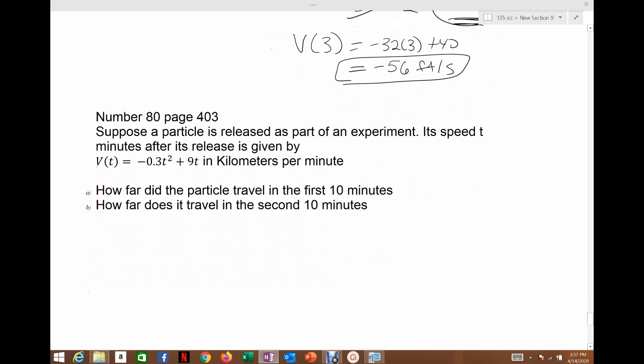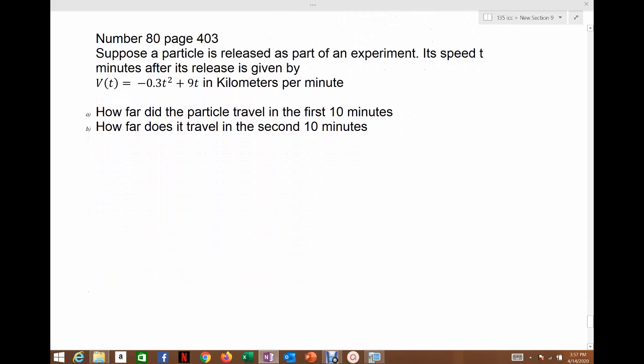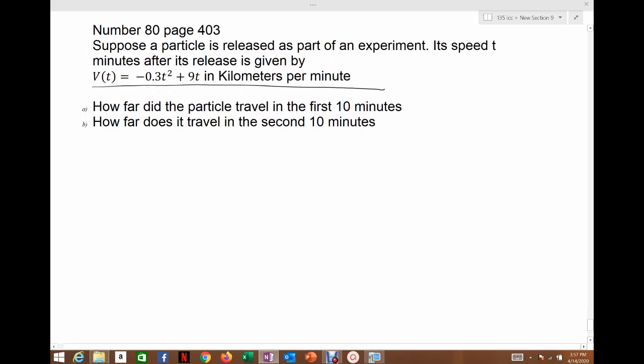The last question for this set of notes is problem number 80 in the book. We've got a particle that's released as part of an experiment. Its speed, 10 minutes after release, is given by this velocity. Again, we're given velocity in kilometers per minute, so it's traveling in kilometers every minute. How far did the particle travel over the first 10 minutes? And how far does it travel over the second 10 minutes? So there's two parts to this. There's how far did it travel from time 0 to time 10.